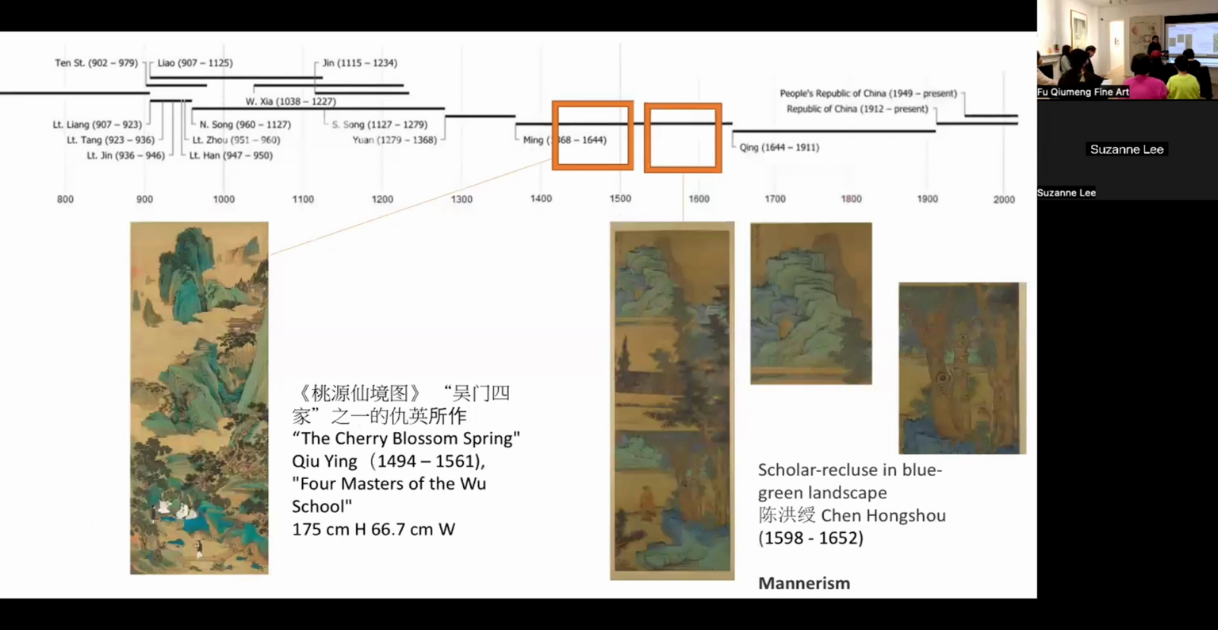And then we move to Ming Dynasty. We have Qiu Ying, the cherry blossom spring at the left, and also later Ming, we have Chen Hongshou's painting at the right. And for Chen Hongshou's painting, you can see that the shapes, the forms of the mountain are not that much reflecting nature, but more personalized shapes. It's influenced by the mannerism in later Ming Dynasty.